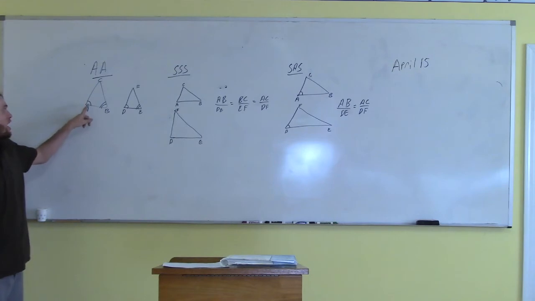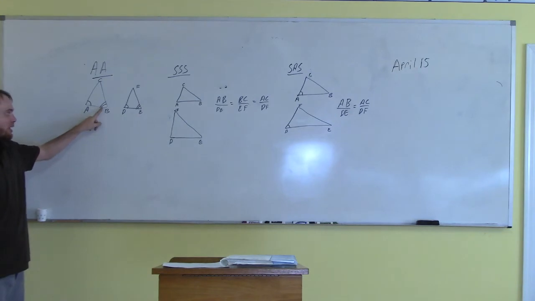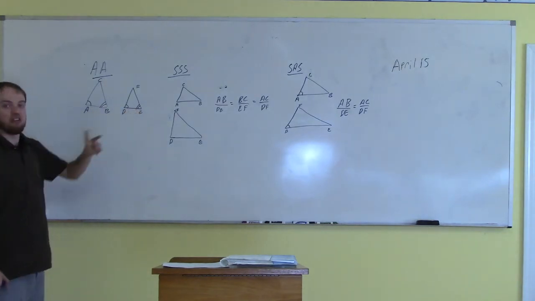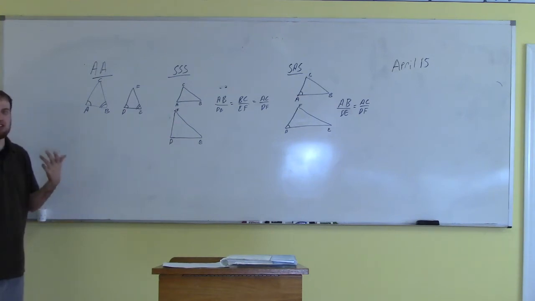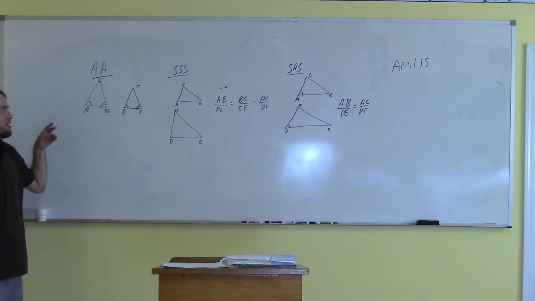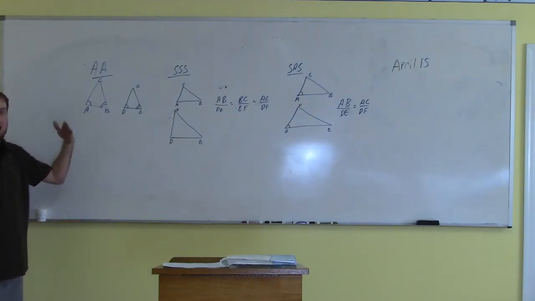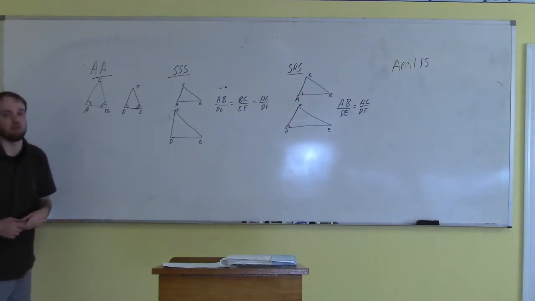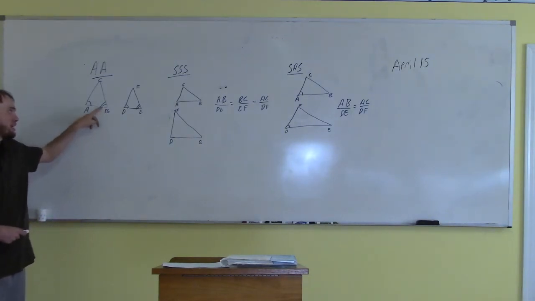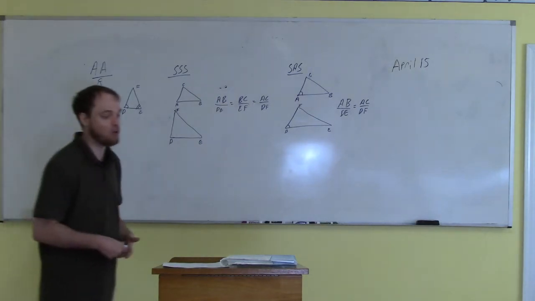And so here I have angle A is congruent to angle D, and then I have angle B is congruent to angle E. And so that gives me two angles that are congruent, so I can say that these two triangles are similar. And so that means they're going to be in proportion to one another. If you have two angles that match two angles in the other triangle, then that tells you that those two triangles are similar. So I can say that triangle ABC is similar to triangle DEF. Alright, so that is your angle-angle.